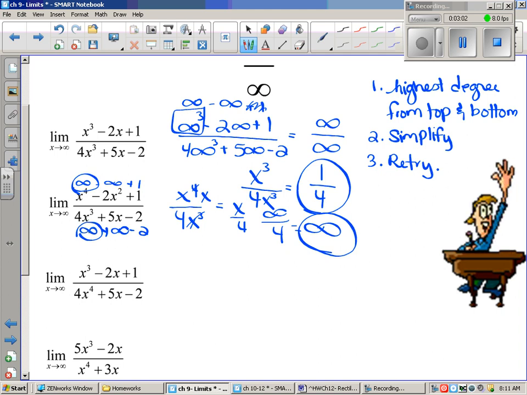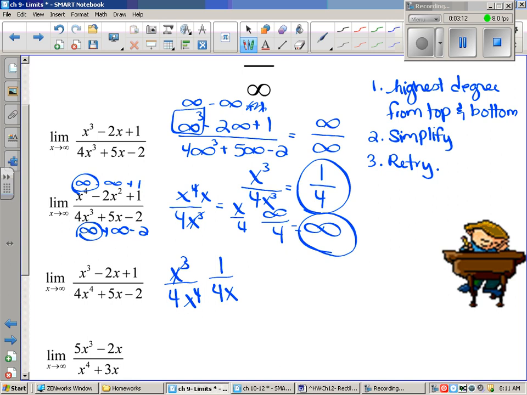Again, notice the next example here. We have infinity over infinity, highest degree, x cubed over 4x to the 4th. We simplify, leaving you with 1 over 4x, right? And so I put in infinity, so 1 over 4 times infinity, which means it's just like 1 over infinity, which of course is 0, and it would be positive.